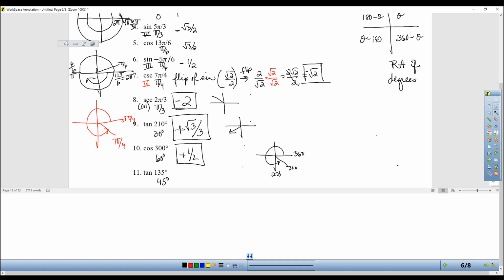And tangent of 135. So we already figured out the reference angle is 45, which on your chart, you can go back and look. Tangent of 45 is 1. And 135 is in quadrant 2, because this is 180 and this is 90, so it's in quadrant 2. And tangent is negative there. Think about your forecast. Only sine is positive there, so it's -1.